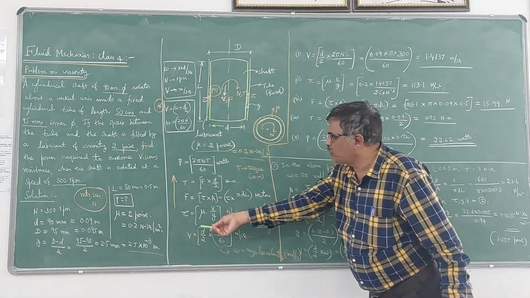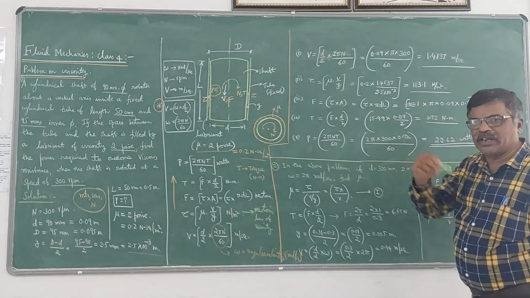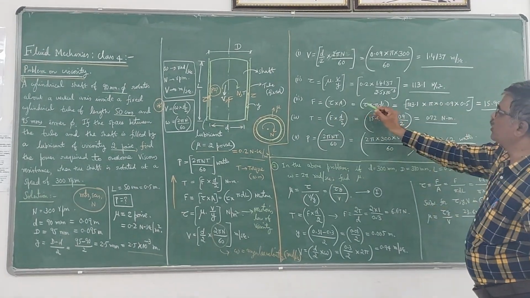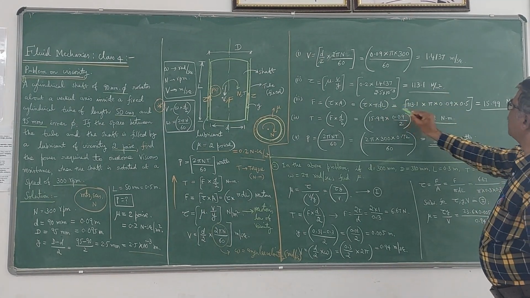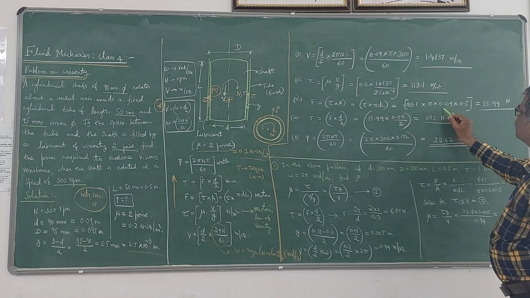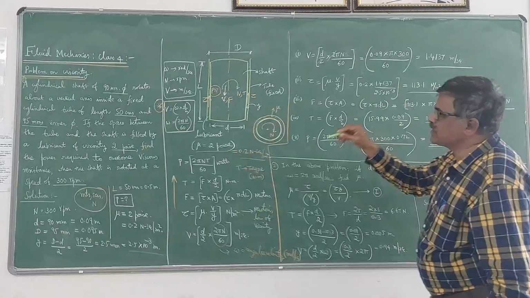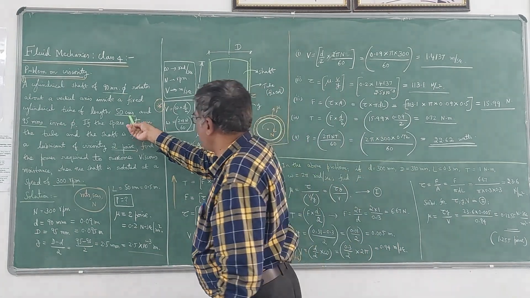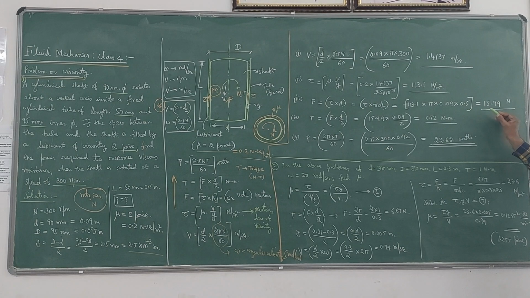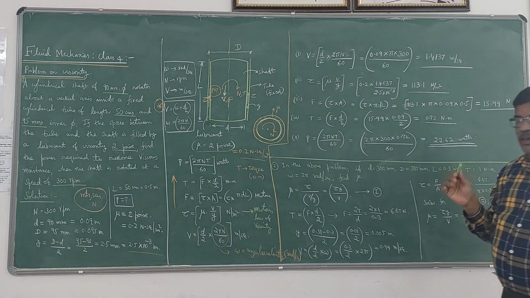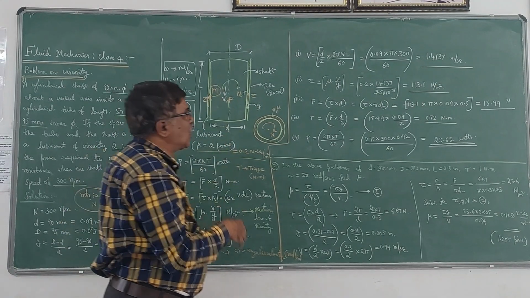Then after tau we have to find F. So F is tau into A, where A is once again the surface area pi dl. So tau into pi dl. Tau is 113.1 into pi into d, which is once again 0.09 meter, into L, which is 50 centimeters. When converted to meter, it is 0.5. So L is 0.5 meter. If you simplify this, you will get 15.99 Newton. That is the force with which this shaft is moving downwards.